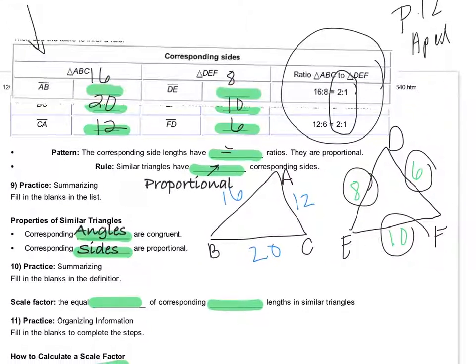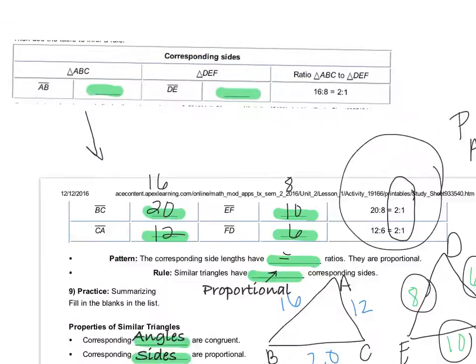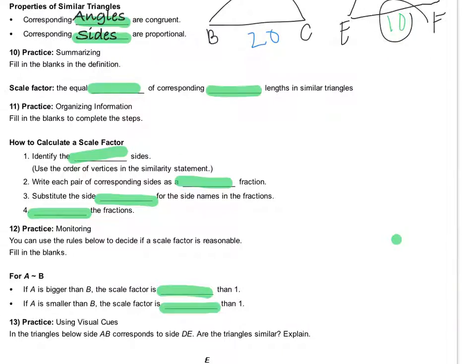If you struggle with that, just let me know because I'm here to help you. Now we get to talk about scale factor. The scale factor is just the equal ratio of corresponding side lengths in similar triangles. Okay, I typed it up.